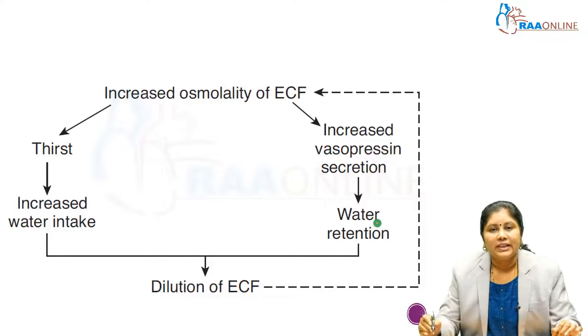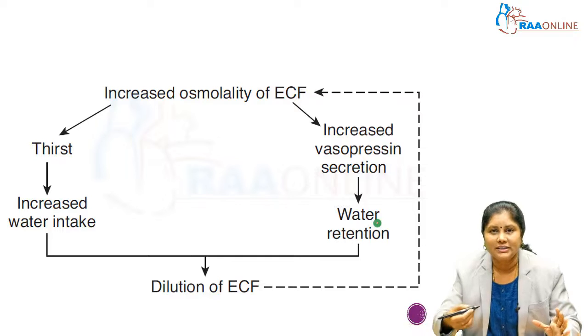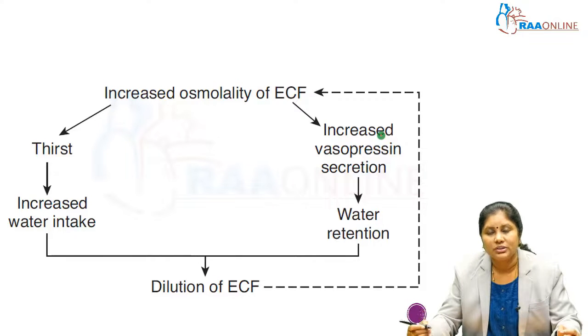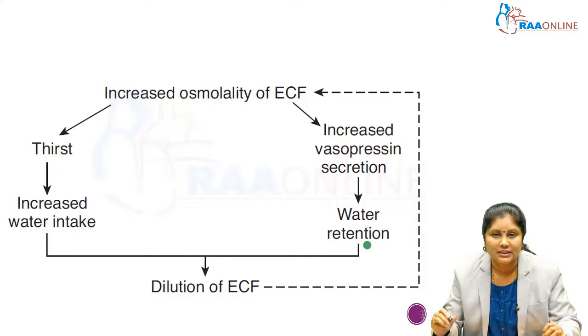So what happens when there is increased osmolarity in the ECF? Suddenly you are consuming full salted chips, so the salt intake is greater. There will be an increase in the salt content. Immediately there will be increased vasopressin secretion, stimulated from the hypothalamus and the posterior pituitary, that goes and acts on the renal tubules so that water is reabsorbed by the presence of ADH. That mechanism can happen.